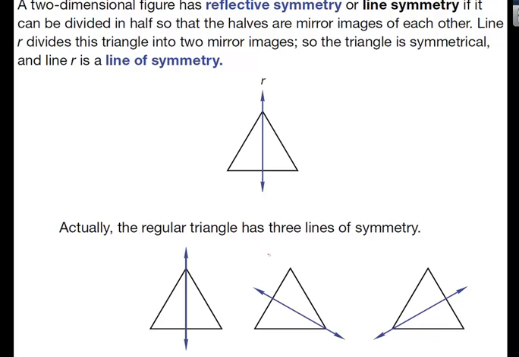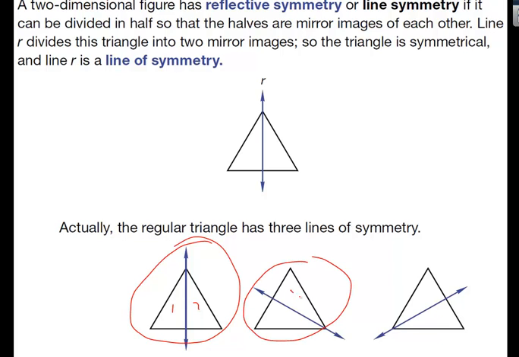If we were to take a look at this regular triangle, meaning that it has all equal sides, you would see that it has three lines of symmetry. Here's our first one. As you can see, you have the two sides that are identical to each other, and then here again we still have two sides identical to each other, and here again we still have two sides that are identical to each other. So we have 1, 2, 3 lines of symmetry in a regular triangle.